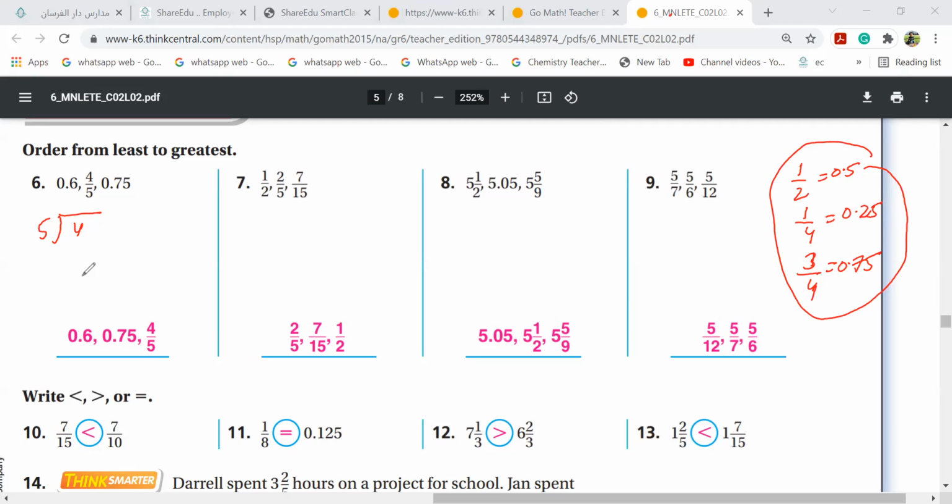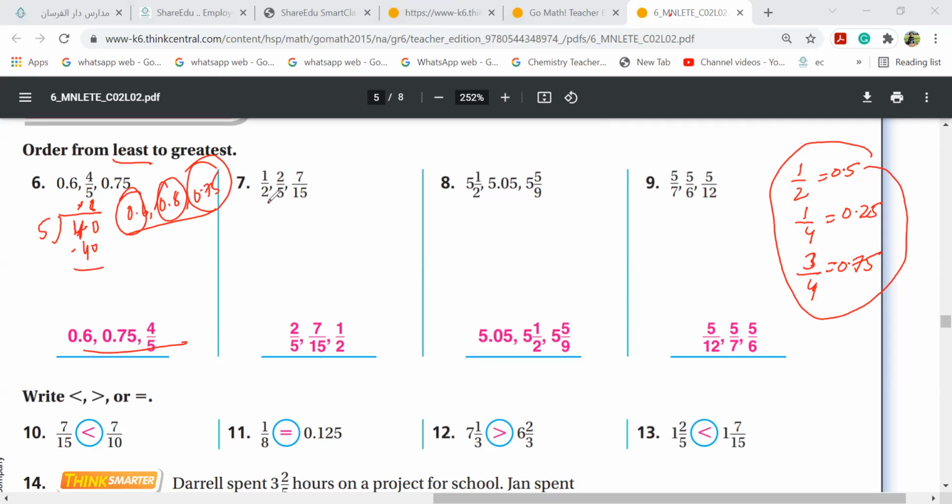Okay, now here. How will you do this? You put a point and you put a 0 because it's less. And then 5 times 8 is 40. What do you get? You get 0.8. So you have 0.6, you have 0.8, you have 0.75. Least means which is the smallest one? 6, and then 7, and then 8. Isn't it easy?